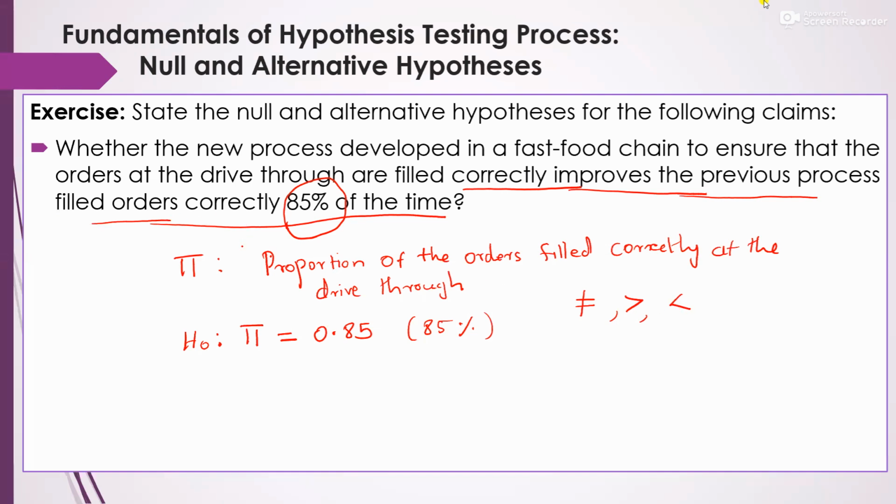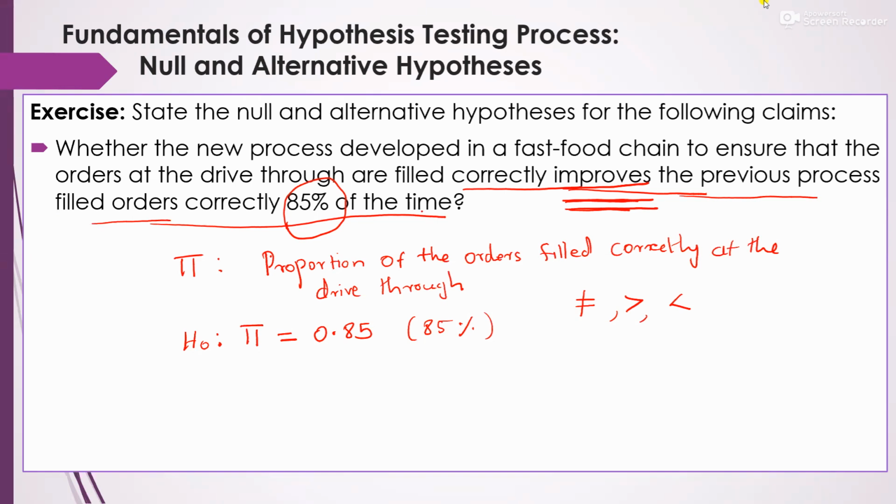So now we have to decide, right? Here they are developing a new process to ensure that the orders at the drive-through are filled correctly, that it improves. The term is improving. They developed a new process in terms of improving the previous process proportion. Currently it is 85%. Now they developed a process for filling the orders correctly.